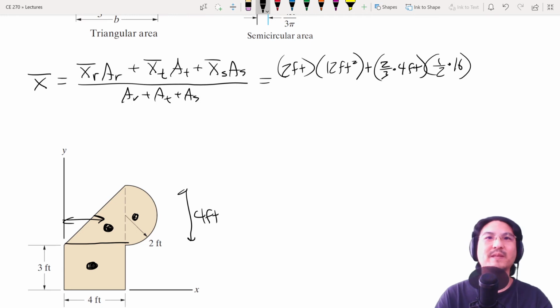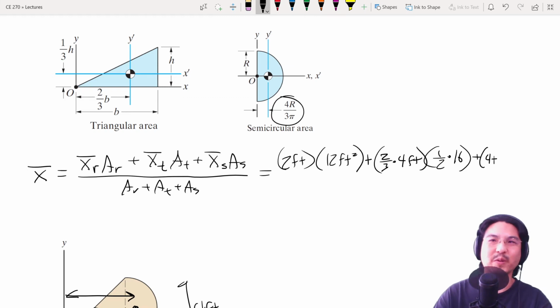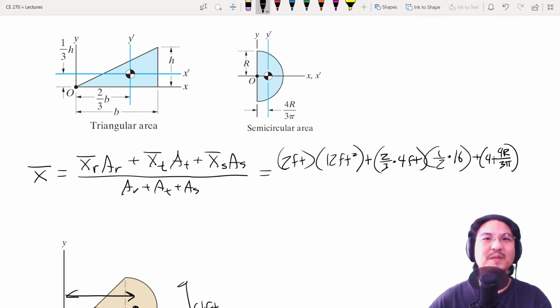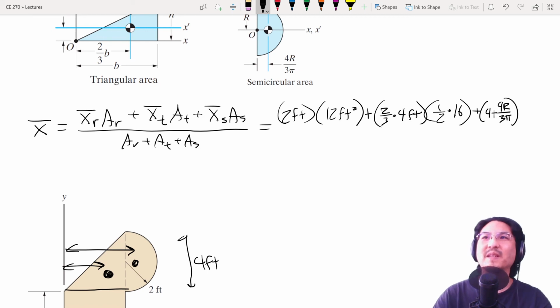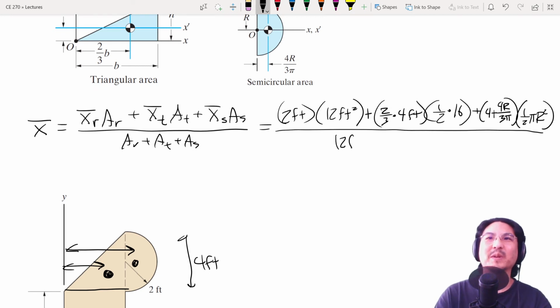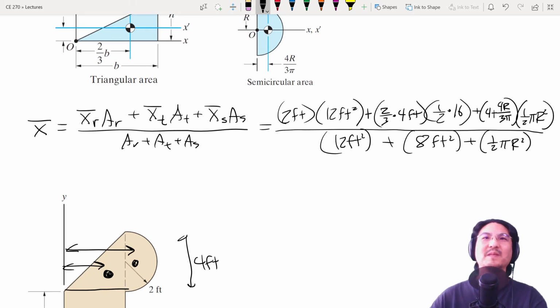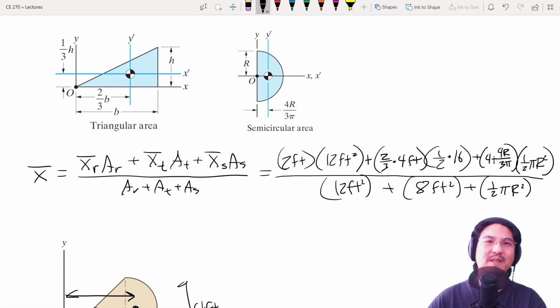So 1/2 base times height. Okay, and then where's the centroid for the semicircle? It's right here. So that's 4 plus however far this is, 4r over 3 pi. r is 2 feet, right? Times the area of the semicircle, 1/2 pi r squared. Divided by the total area: 12 for the rectangle, 8 for the triangle, 1/2 pi r squared for the semicircle. And then that's it. Right, and analogously for y.